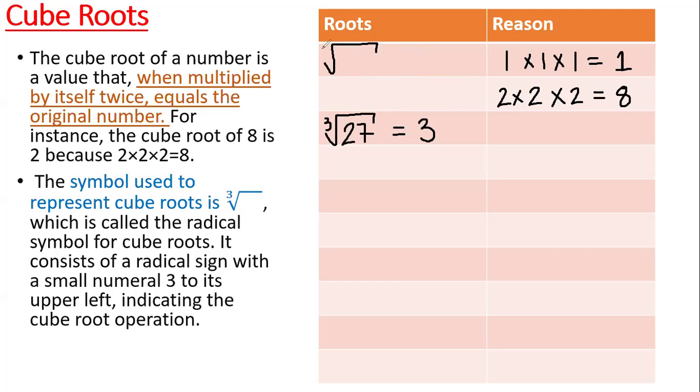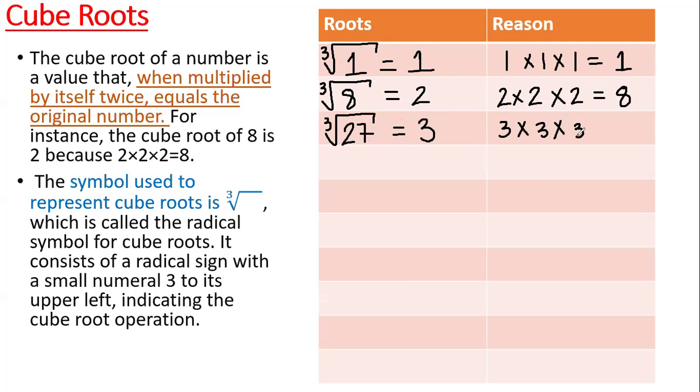So the cube root of 1 we know is 1, because 1 times 1 times 1 is 1. And the cube root of 8 is 2. Now, why is the cube root of 27 3? 3 times 3 times 3 is 27. Very good.